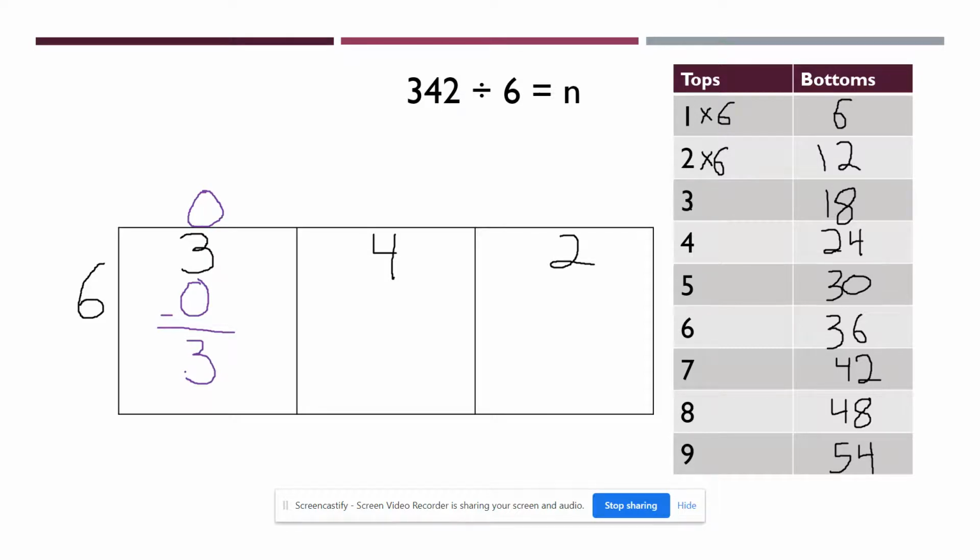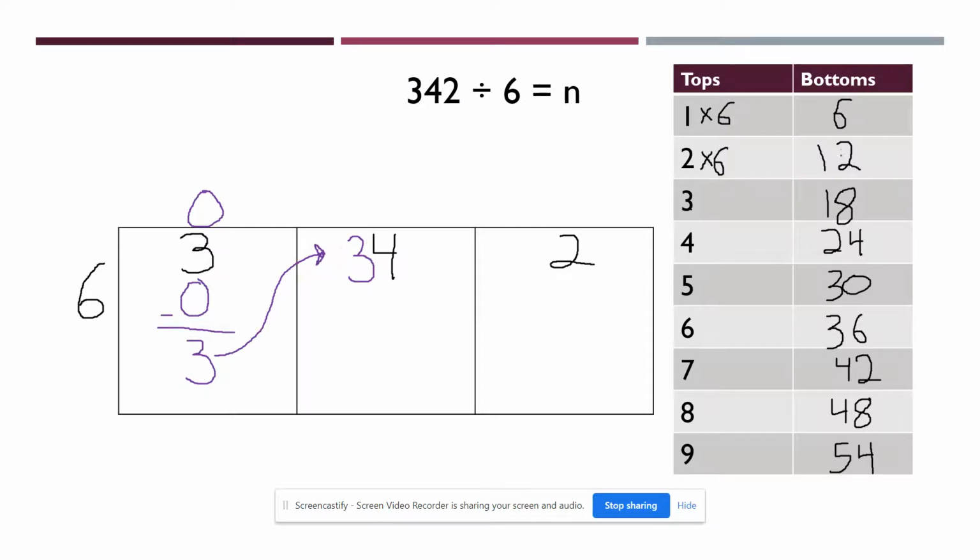Those 300s cannot be just left there. They need to be converted into tens. Now 300s is converted to 30 tens. So I'm going to bring them over here. And now I'm going to say that I have 34 tens.